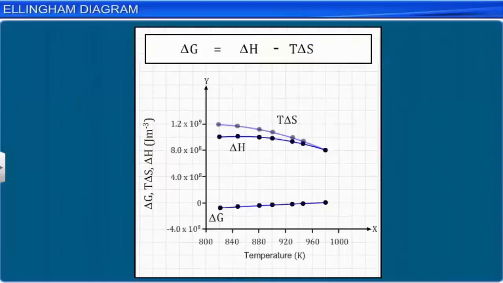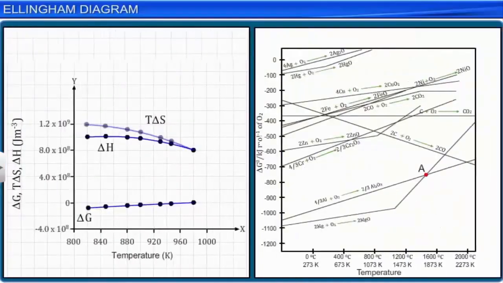Thus, if the temperature is raised, then T delta S becomes more negative. Since T delta S is subtracted in the equation, delta G becomes less negative. Thus, the free energy change increases with an increase in temperature, and hence, the plots show a positive slope.